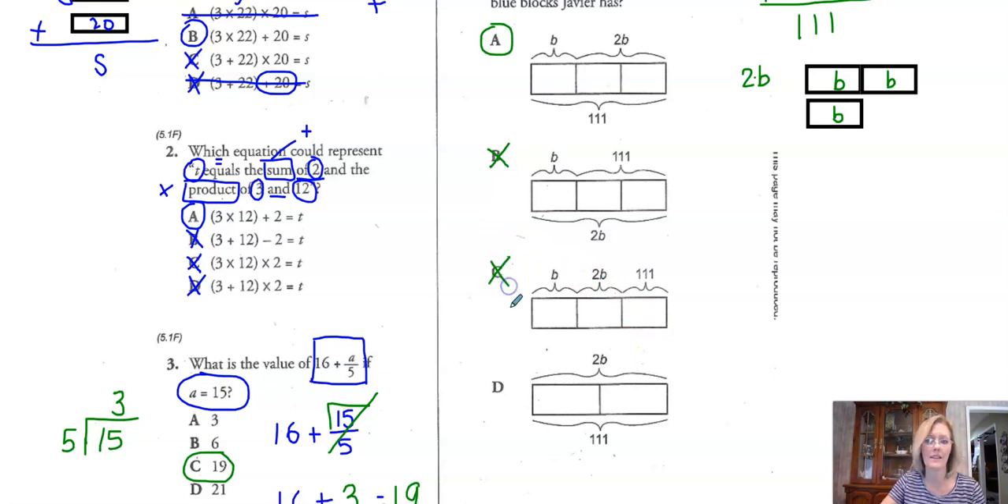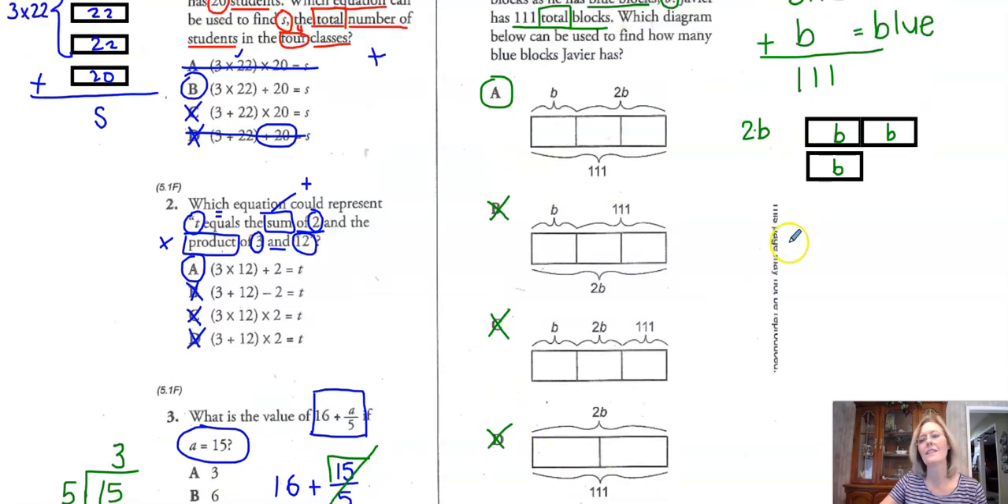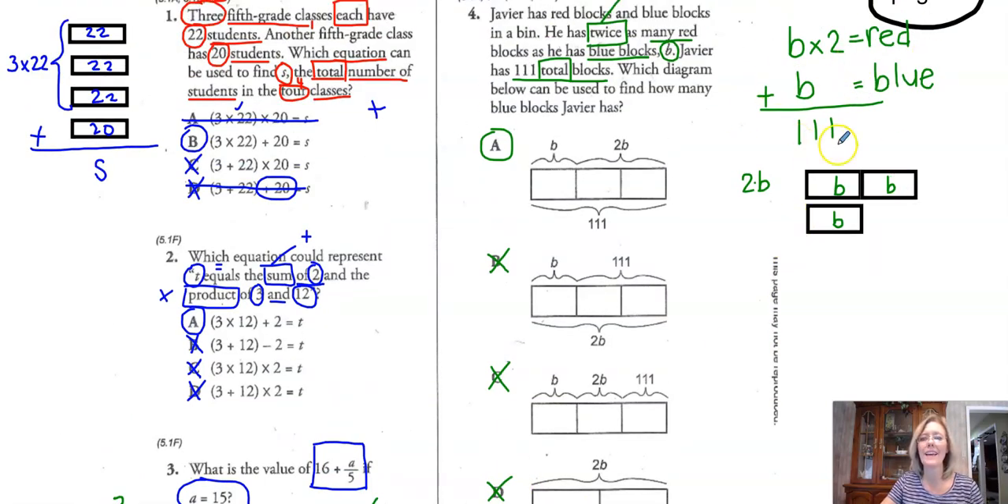That can't be it. And then this one shows 2B is 2 big blocks and then they all add up to 111. No, that can't be it. That didn't look anything like what we had written over here. Okay, and I just wanted to go ahead and remind you that B times 2 could also be written as 2B, right? And so A is our final answer there.